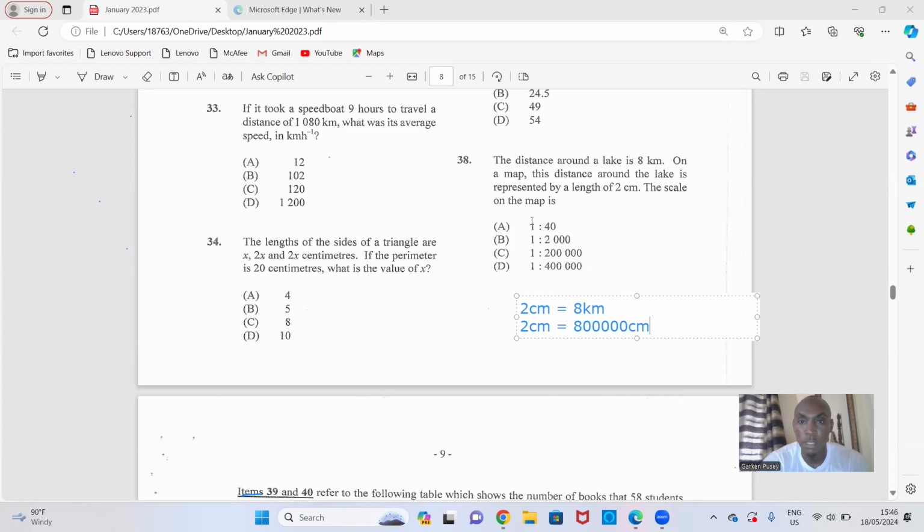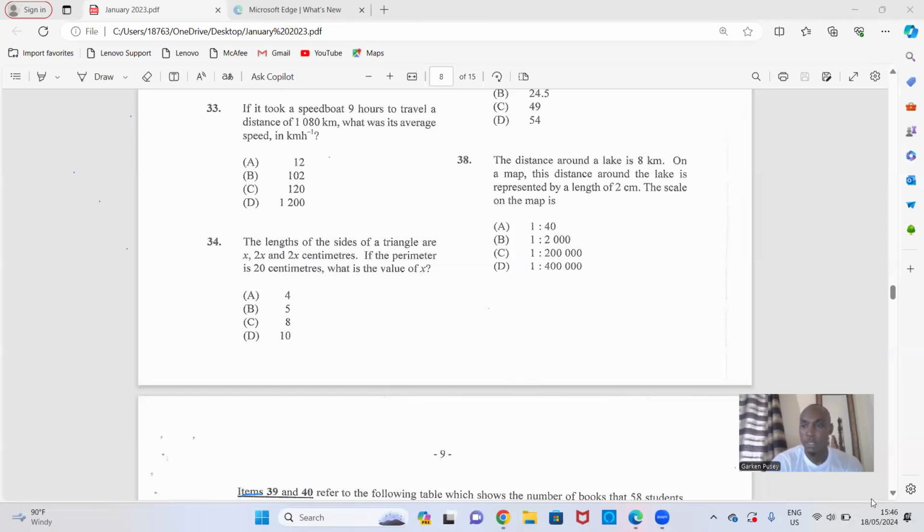But if you look at our answers right here, all of them start with 1. So we can find half of 2, which is 1. So we'll have to find half of 800,000, which is 400,000. So my answer for this one is going to be D. You just divide both sides by 2. So 2 into 2 is 1 centimeter, and 2 into 8 is 4, so 400,000. And that's scale drawing for you.